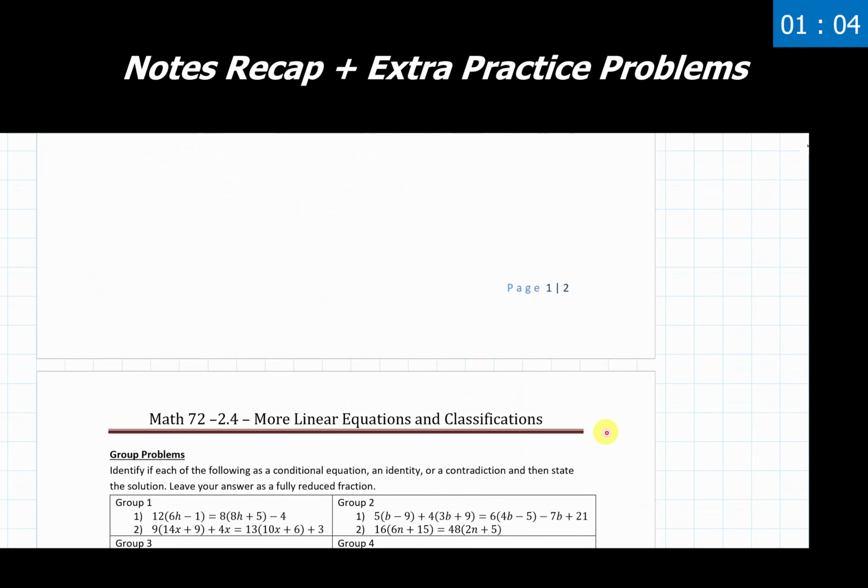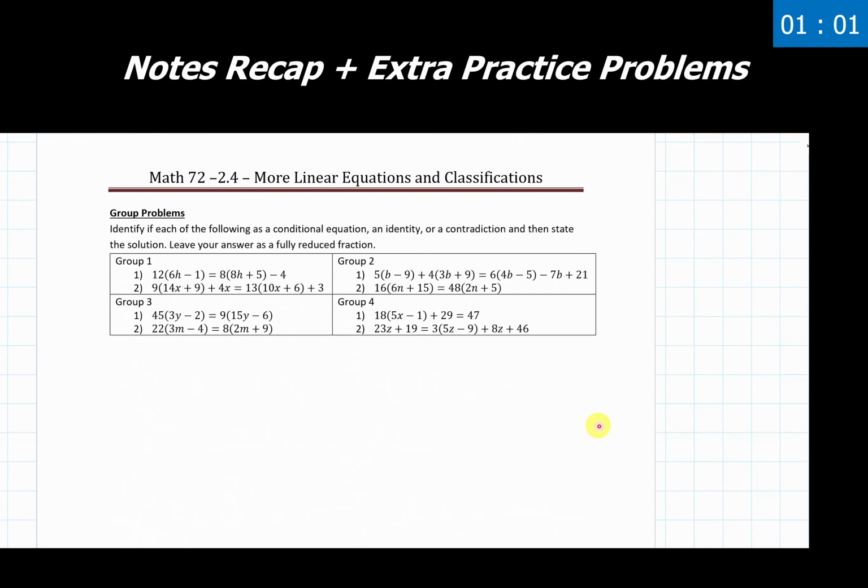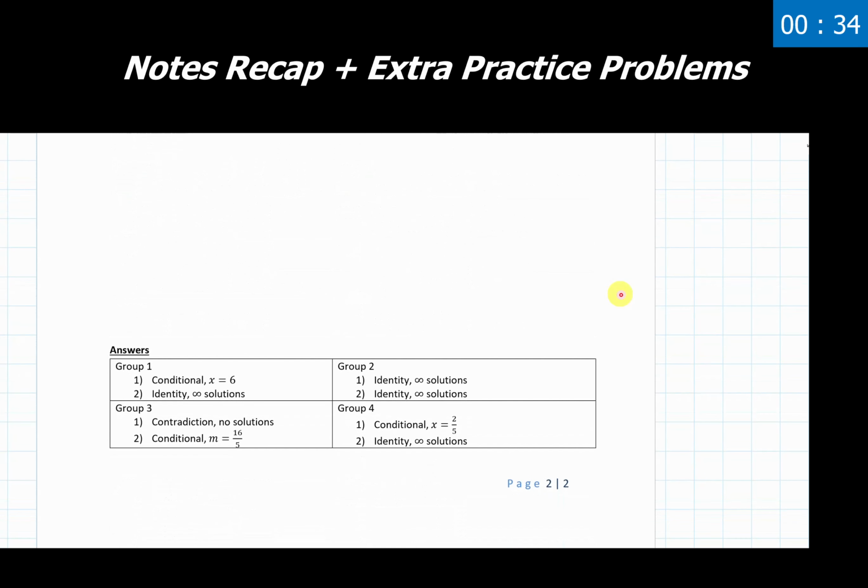We do also have some extra problems here that you can go through and try for yourself. Try identifying each of the following as a conditional equation, an identity, or a contradiction, and then state the solution. H equals a number, M equals a number, infinite solutions, no solutions, DNE solutions, does not exist, or a solution does not exist, anything like that. If you did give these a try, we'll get to the answers right down here. And hopefully you got something very close to these or the correct answers.